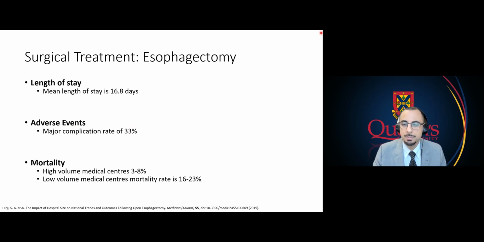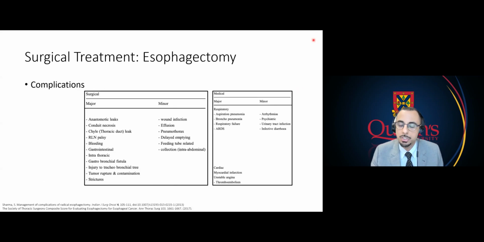The adverse event rate is about 33%, and the mortality varies in terms of high volume centers versus low volume centers. The high volume centers, anywhere from 3 to 8% in terms of mortality. The low volume centers, about 16 to 23%. And in terms of the complications, this just shows you some of the surgical complications. So anastomotic leaks, conduit necrosis, chyle leaks during the procedure, obviously bleeding. Some of the medical complications, probably the more common ones, are arrhythmias or myocardial infarction after esophagectomy. But you can see it's a fairly extensive list.